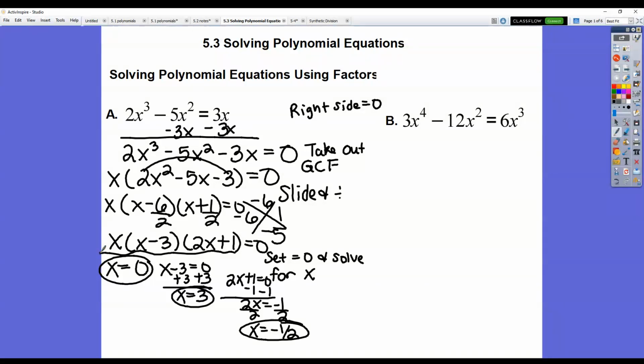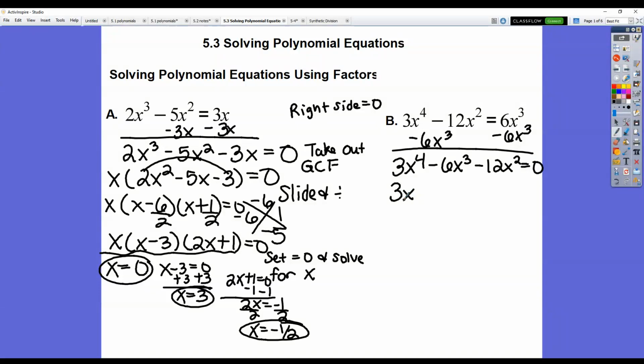The next one, right side has to equal 0. Make sure you put this in the middle because it's a cubed. Exponents have to go in descending order. Take out GCF, which is 3x squared this time. So that'd leave us with x squared minus 2x minus 4.